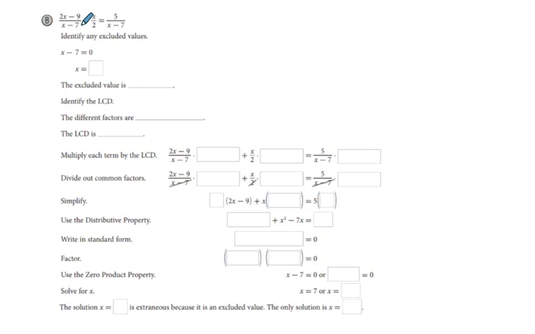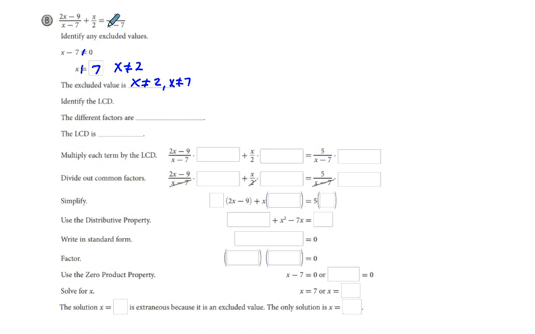Here we're given an example of this one here, 2x minus 9 over x minus 7 plus x over 2 equals 5 over x minus 7. And the excluded values are, of course, x minus 7 cannot equal 0, so x cannot equal 7. Also x cannot equal 2 because we cannot divide by 2 anywhere. So the excluded values are x cannot equal 2, x cannot equal 7.